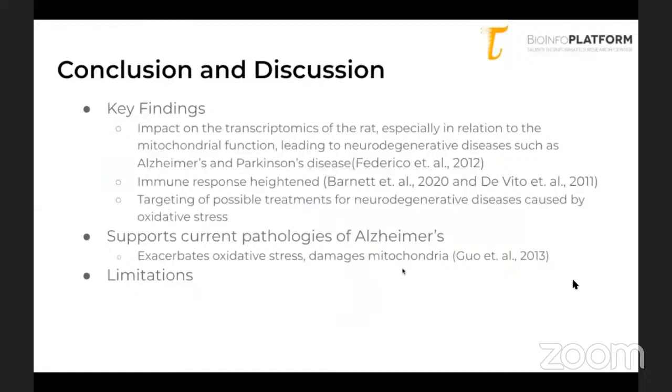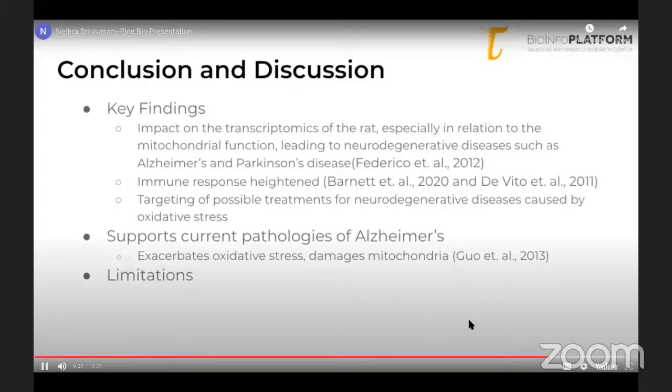So to conclude for my results, I found that there was indeed an impact on the transcriptomics of the rat, especially in relation to the mitochondrial function leading to neurodegenerative diseases such as Alzheimer's and Parkinson's disease. And I also found that there was a heightened immune response. And so this leads to the conclusion that because of the onset of menopause, this leads to the targeting of possible treatments for neurodegenerative diseases caused by oxidative stress. So this is confirmed from this data: the onset of menopause somehow has an effect on the oxidative stress, causing different neurodegenerative diseases like Alzheimer's disease.